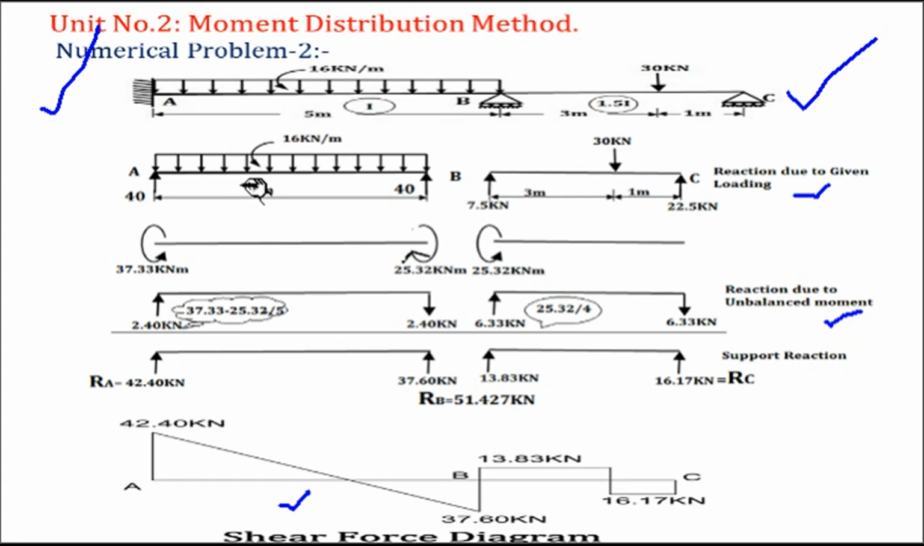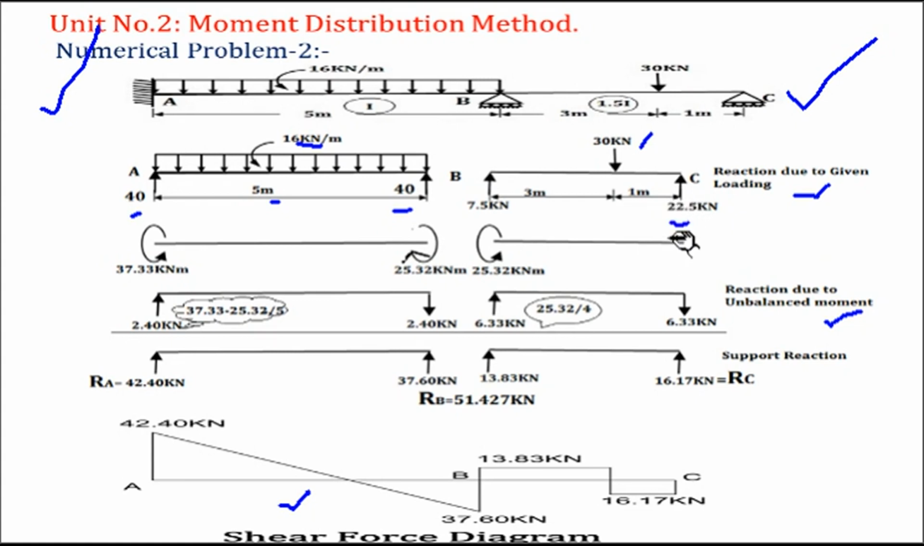Consider the free body diagram, simply supported, and find out the reaction due to the loading. So load is 16 kilonewton per meter and span is 5. So 16 into 5 divided by 2, you will get 40 kilonewton acting up. Now for BC, load is 30 kilonewton. Taking moment about B, you have a value of 22.5 kilonewton.